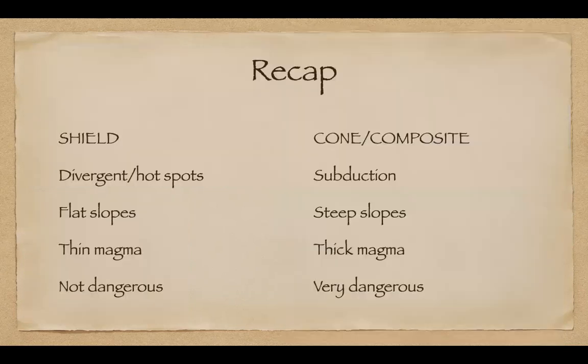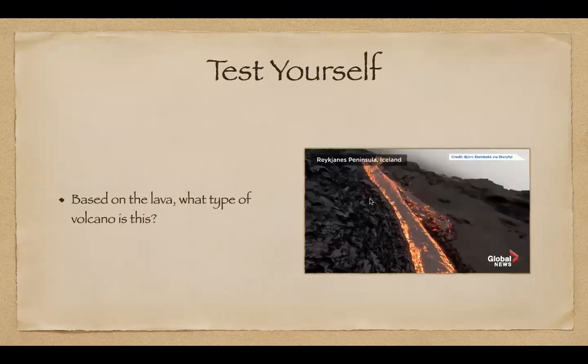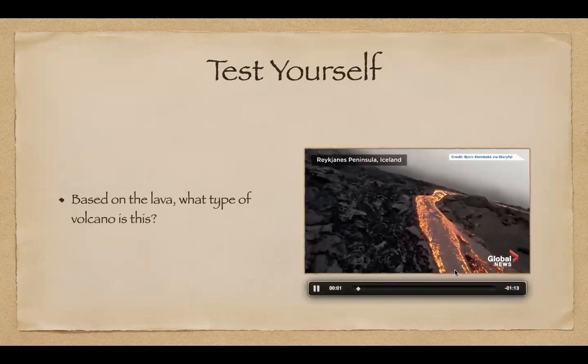So let's recap. You can make a little data table in your notes of this if you want. You don't really have to, but this might help you on your homework. But here's the differences between shield and cone. Shields are only at divergence and hotspots, whereas cone is at subduction. Shields are flat, cones are steep. Shields have thin magma, cone is thick, and then shields are not very dangerous and cones are quite dangerous. So based on the lava alone, what do you think this type of volcano is?